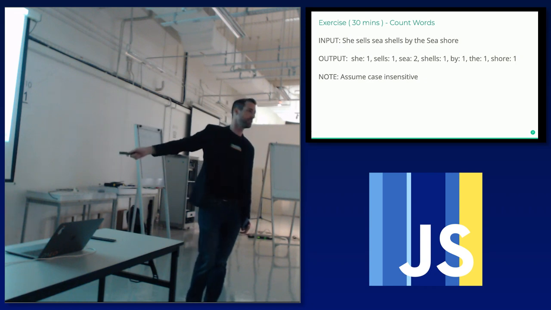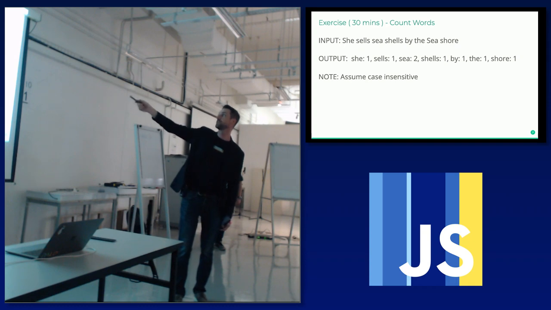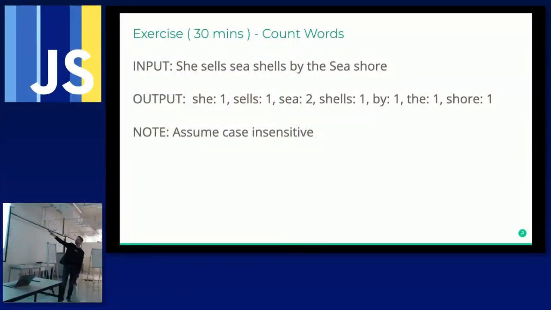It's case insensitive. So in this case, every word appears once, except "sea", which appears two times, one with an uppercase letter. But as it's case insensitive, we count it as two. As I say, this is an example. Every sentence should work. Don't take into account weird characters like commas, exclamation marks, or question marks. Just spaces and characters, okay? Any questions for that? So good luck.